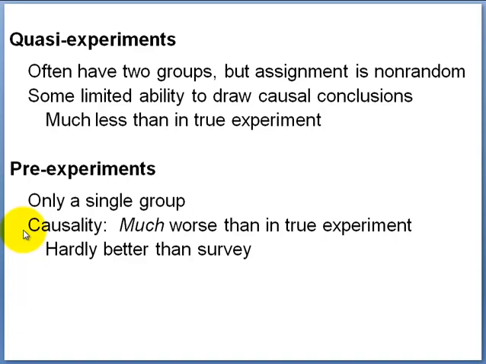So that wraps up chapter 10, and the big idea is that random assignment eliminates confounding variables and basically lets researchers draw conclusions about causality, that is, about what causes what.